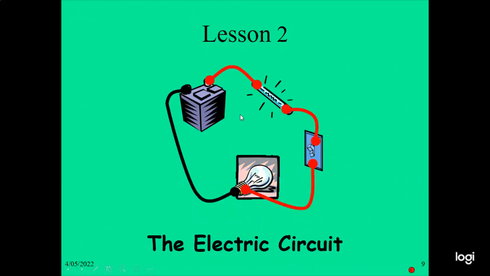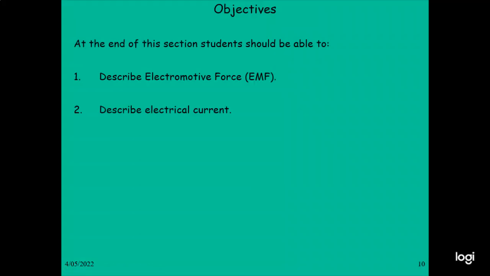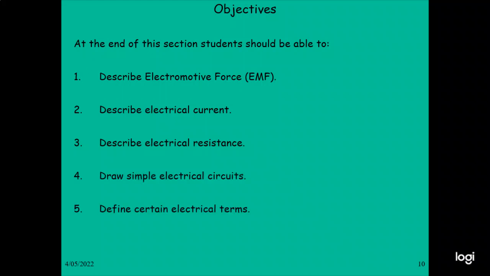An electrical circuit includes a battery, a resistor, a switch and the light. This is the electric circuit: battery, resistor, and also the flash and light, with a control switch. At the end of this session, you can describe the electromotive force, the electrical current, the electrical resistance, draw a simple electrical circuit, define the starting electrical terms, and measure the voltage and current in a simple electrical circuit. Now we're talking about the concept and terminology of the electrical circuit.